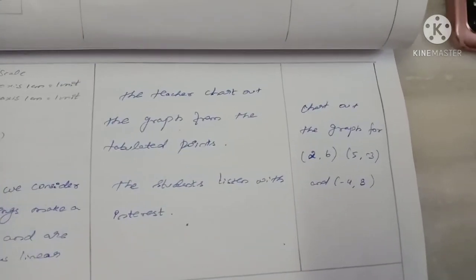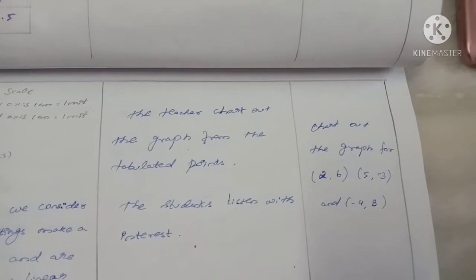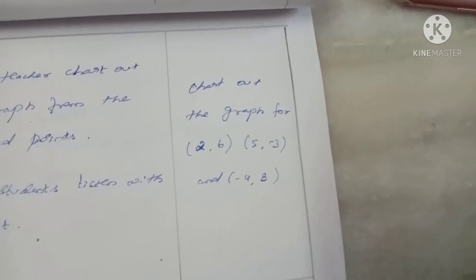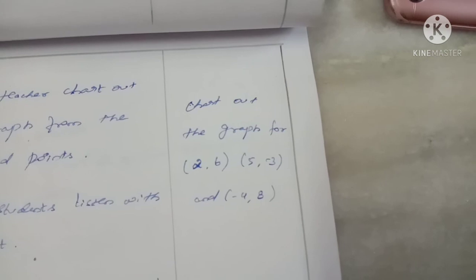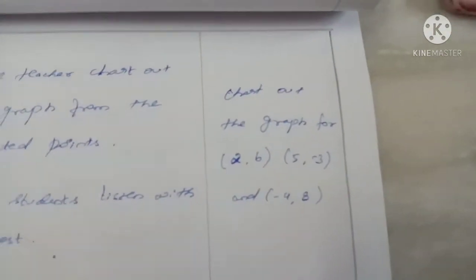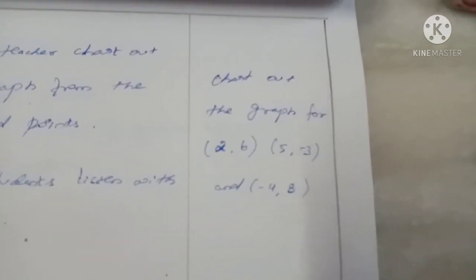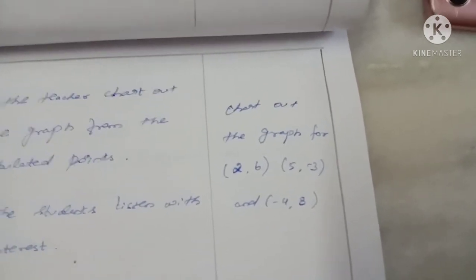In the next box, the teacher charts out the graph from the tabulated points. The students listen with interest. In the last box, chart out the graph for the points 2, 6; then 5, -3; and next 4, 8; -4, 8. So 2, 6, then 5, -3 and -4, 8.